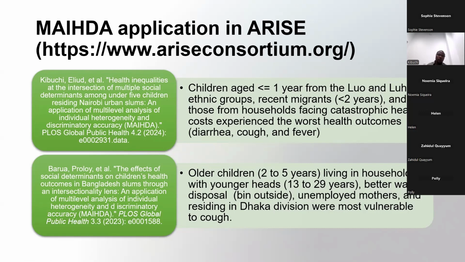If you need more information about this work, you can have a look, and I will share the slides so you can look for the paper and read about it. Then we also looked at the effects on children under 5 in Dhaka, Bangladesh. We found that older children, 2 to 5 years, living in households with younger heads, 13 to 29, with better waste disposal, unemployed mothers, and residing in Dhaka division were most vulnerable to cough.